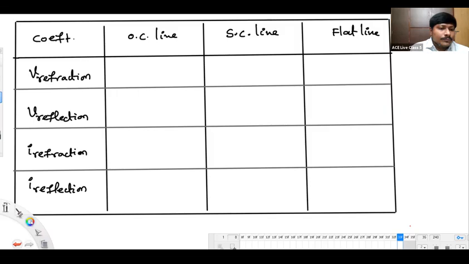Just observe. First, open circuit line. Open circuit line means how much is the value of ZL? Infinite. You have to keep it in all the four equations and fill this table. Short circuit line means ZL equals 0, we should keep. Flat line means ZL equals ZC, we should keep.